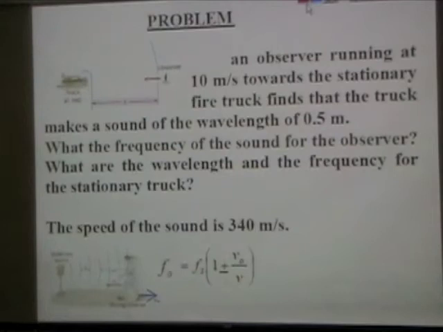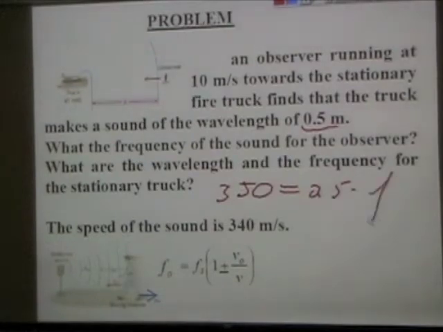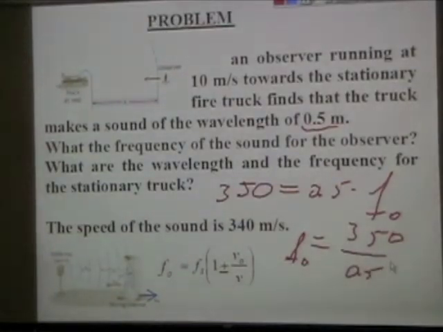What's the frequency of the sound relative to the observer? We just said 350. What's the wavelength of the sound measured by the observer? It's supposed to be 0.5. What's the frequency of the sound experienced by the observer? Well, at this point we don't know it, but we can calculate it right now. So the frequency of the sound experienced by the observer is supposed to be 350 over 0.5, which is 700.